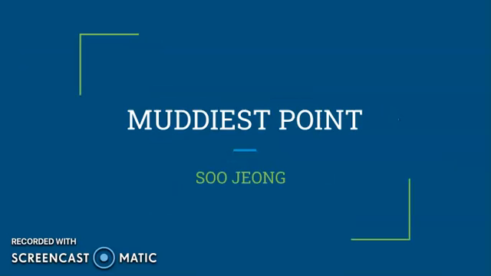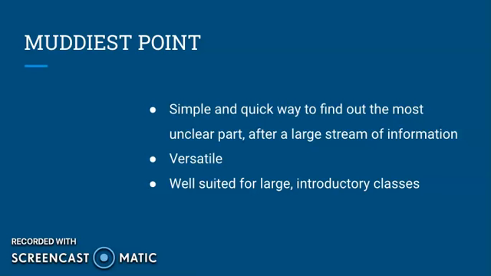For this assignment, I chose Muddiest Point. So, what is the Muddiest Point? It is one of the simplest and quickest ways to find out the most unclear part after a large stream of information in one lesson from students. It's versatile because it can be used in person as well as online classes. It is well suited for large introductory classes.